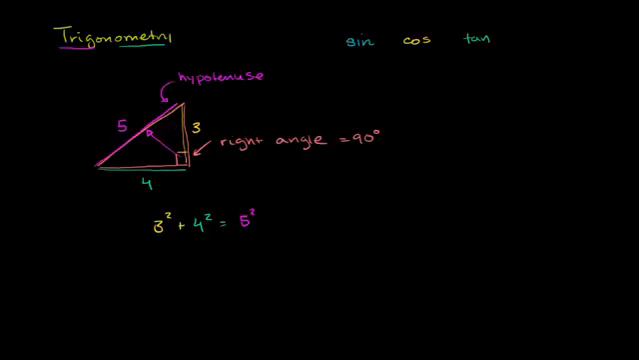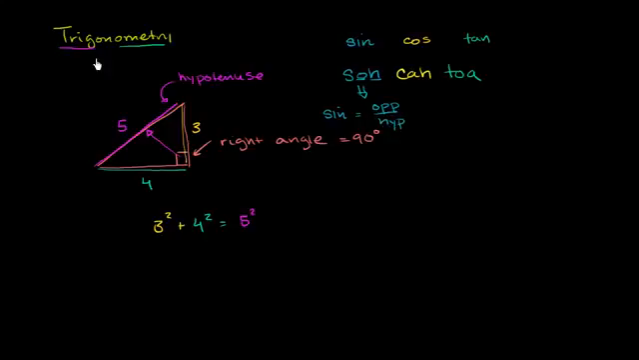So let me just write something out. This is a little bit of a mnemonic, something to help you remember the definitions of these functions. It's called SOHCAHTOA. And you'll be amazed how far this mnemonic will take you in trigonometry. So SOHCAHTOA tells us that sine is equal to opposite over hypotenuse.